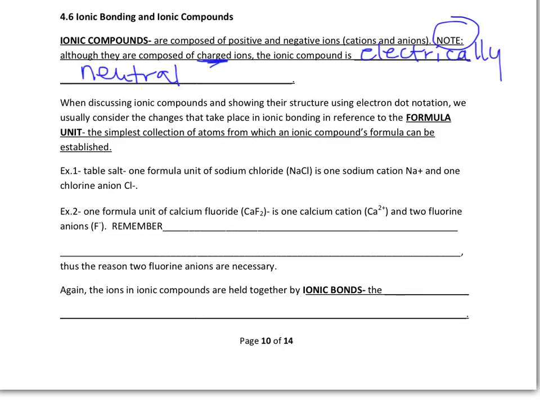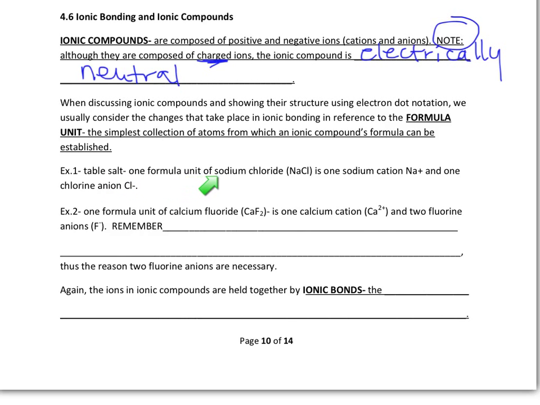Let's take a look at how this applies in ionic compounds. So, when discussing ionic compounds and showing their structure using electron dot notation, we usually consider the changes that take place in ionic bonding in reference to the formula unit. Now, I have written the definition already for you on this, but it is the simplest collection of atoms from which an ionic compound's formula can be established. Here's an example right here, table salt.